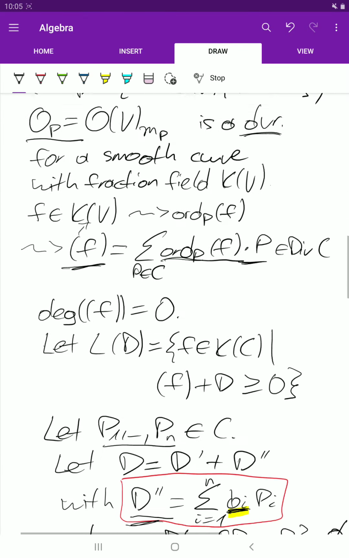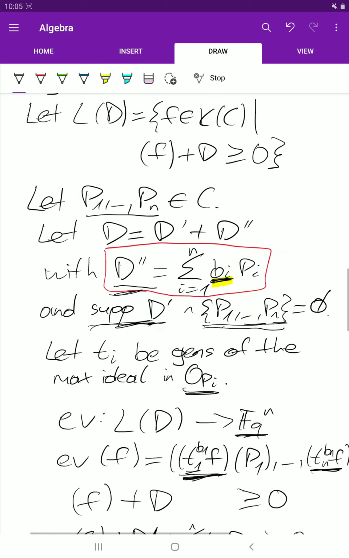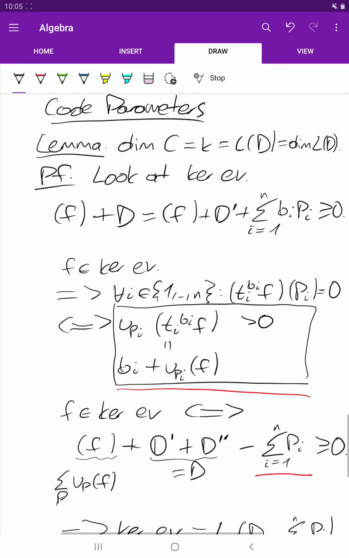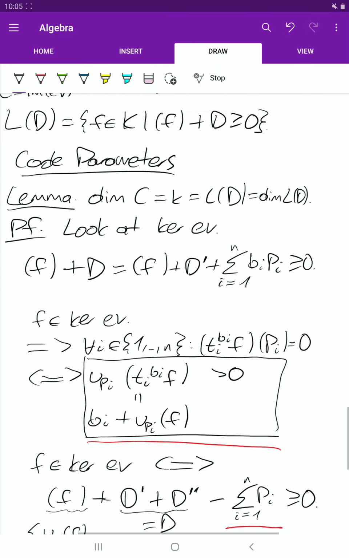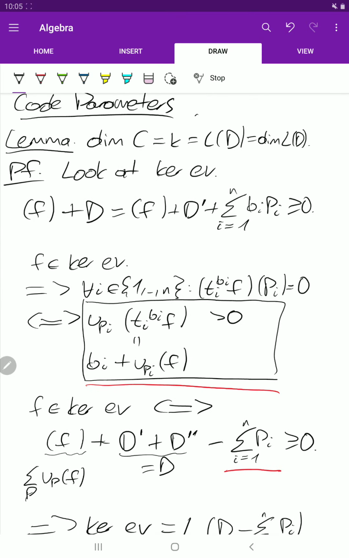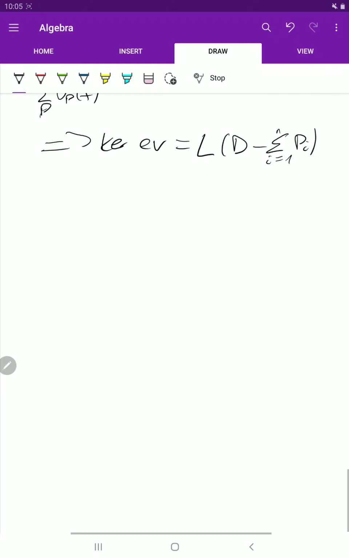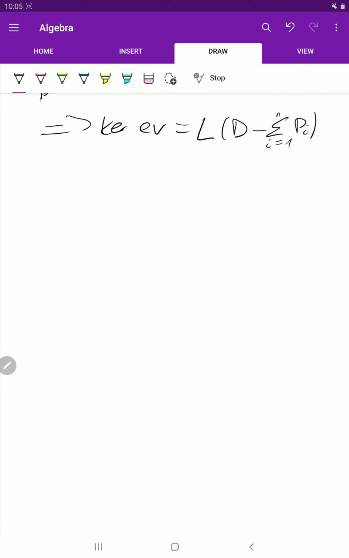Not sure, but we'll assume it for now. So this holds for the degree being less than n. Okay, so that's the kernel.